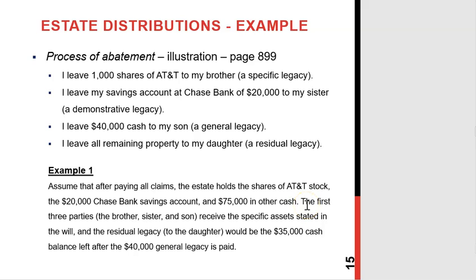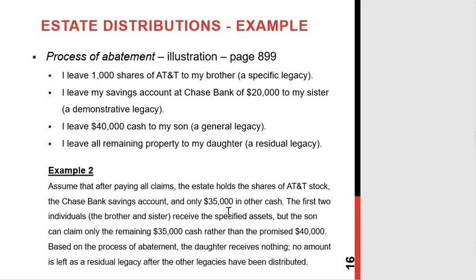So what will happen? Of course, the specific legacy is met. The brother will get all the AT&T stocks, and the Chase Bank savings account has 20,000 cash that will go to the sister. And then the other cash is $75,000. So out of that 75,000, the son was gifted 40,000 cash, a general legacy. The son will be paid 40,000, and the remaining 35,000 will go to the daughter. So the scenario is very beautiful because the estate does have enough assets to meet all legacies.